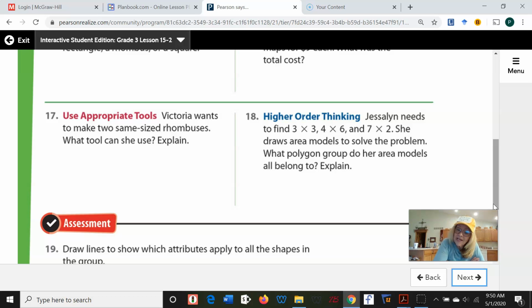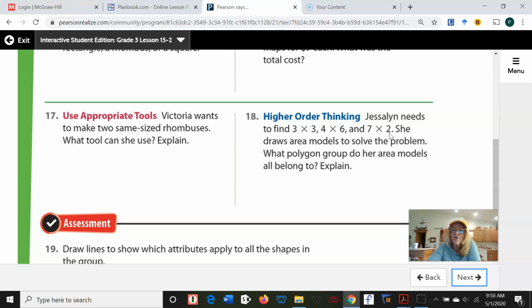And remember we said to find the area, it's the length times the width. Okay, so if this is my length and this is my width, 3 times 3. This is my length. This is my width, 4 times 6. This is my length. This is my width. So we have 7 times 2.